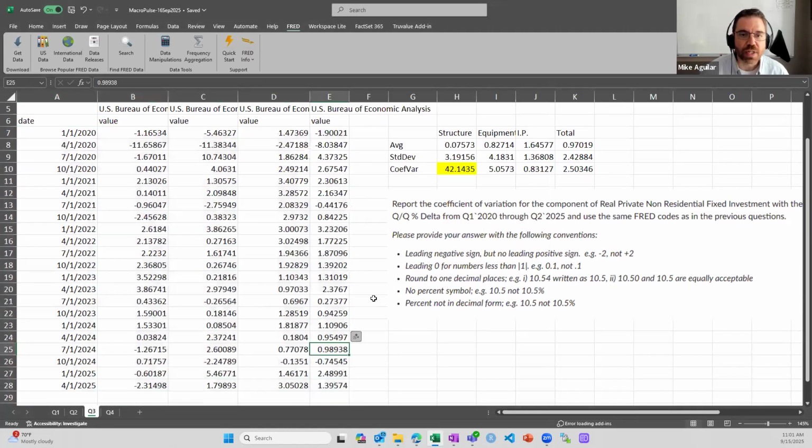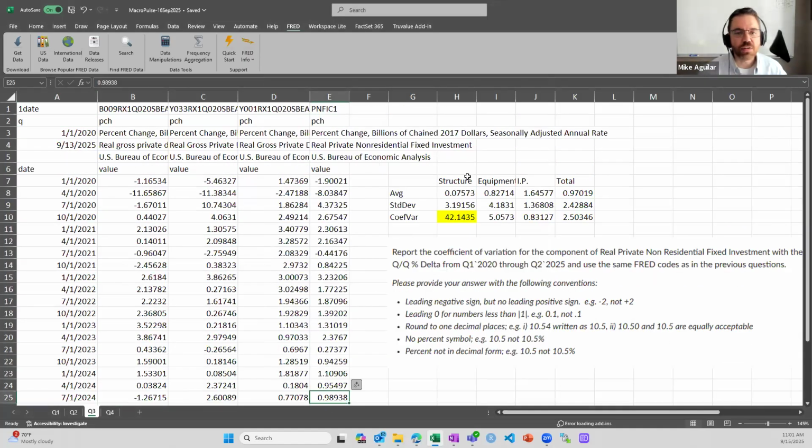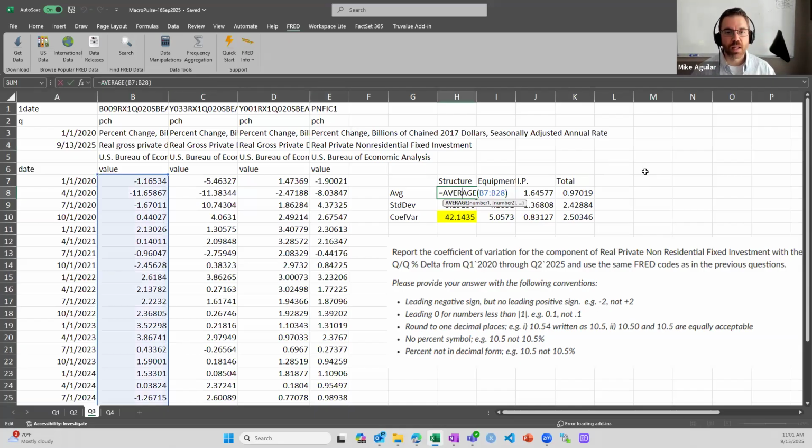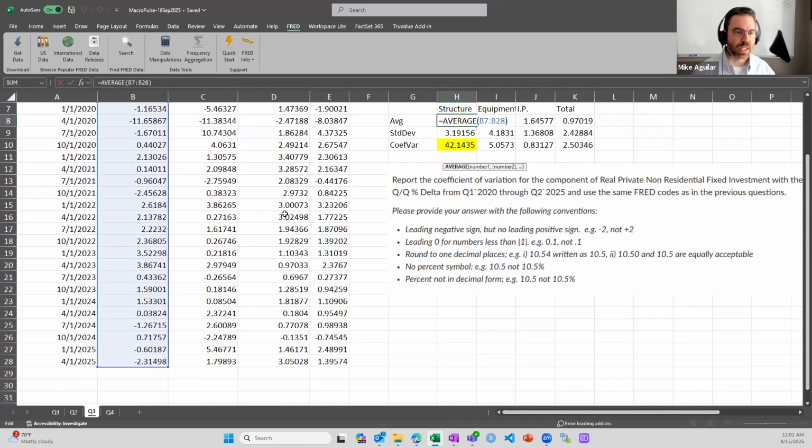All right. So now what we want to do is for structures, which is the first one, and equipment, which is the second, IP, intellectual property, which is the third, and then the total, which is the fourth. We want to compute the average, standard deviation, and then construct the coefficient of variation. Average. We can make it fancy, put it into a table. I'm just doing it like this.